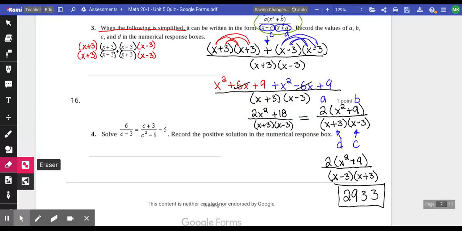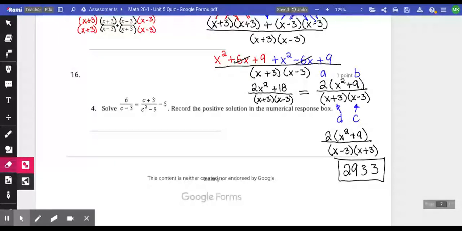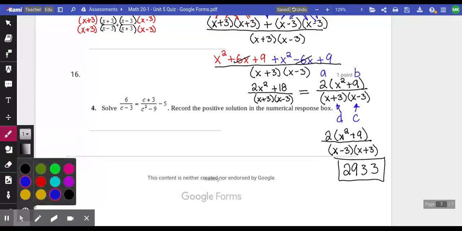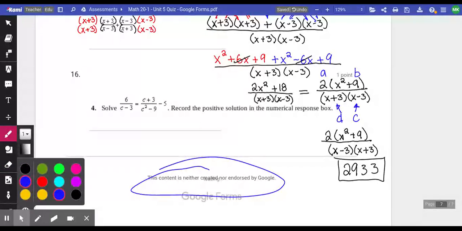Cool. Last question. Solve that thing. Record the positive solution in the numeric response box. Also, look at this little note on the bottom. This content is neither created nor endorsed by Google.